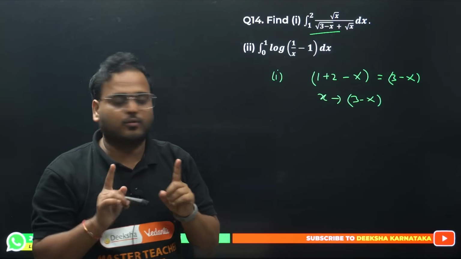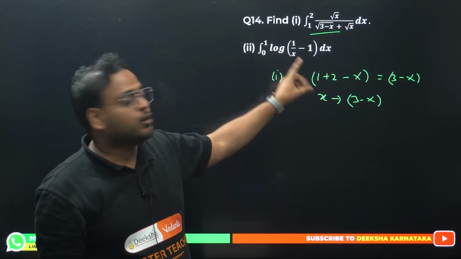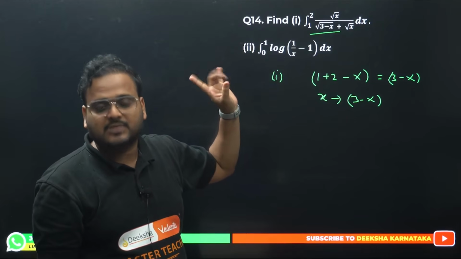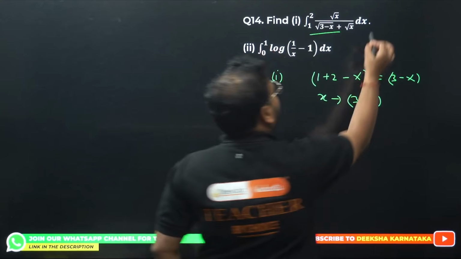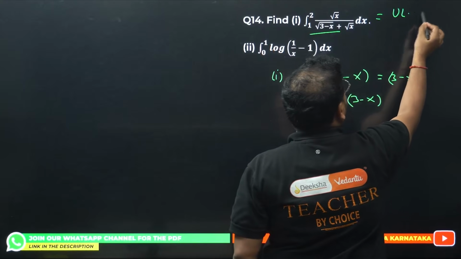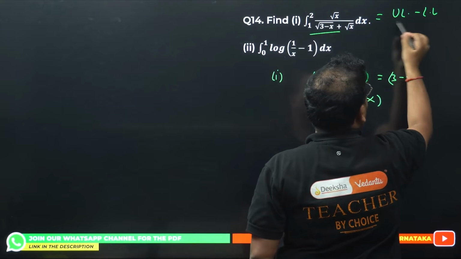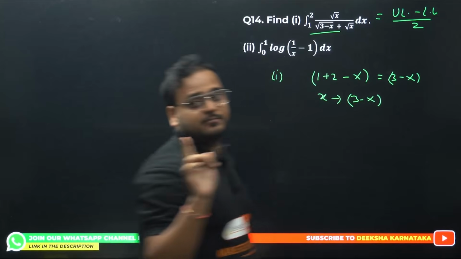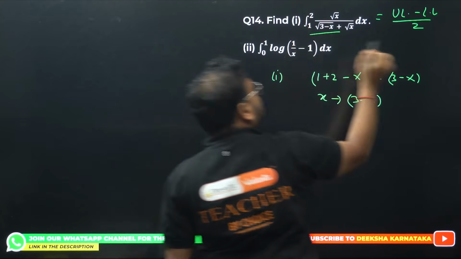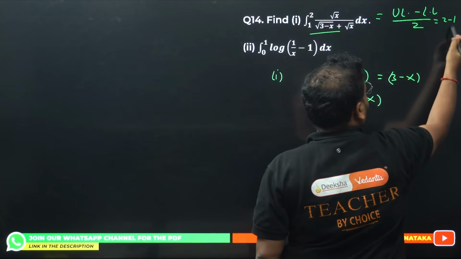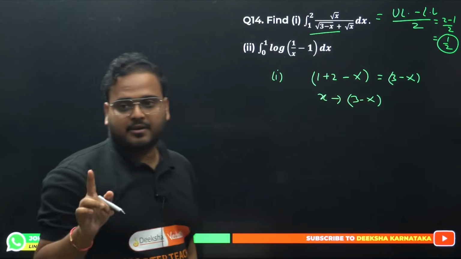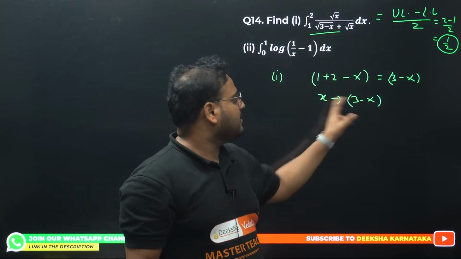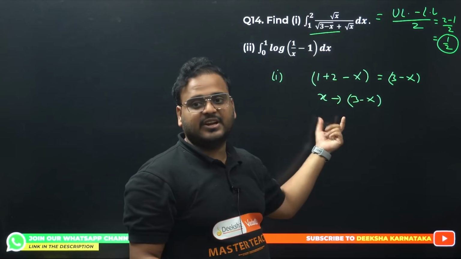I'll show you that, but don't worry. The answer becomes what? 2 minus 1 by 2. That's my answer. What is the answer? Upper limit minus lower limit by 2. In this case, 2 minus 1, 1 by 2. That's my final answer. That's the trick. Whenever you have a question like this, where the expression remains the same after changing it.